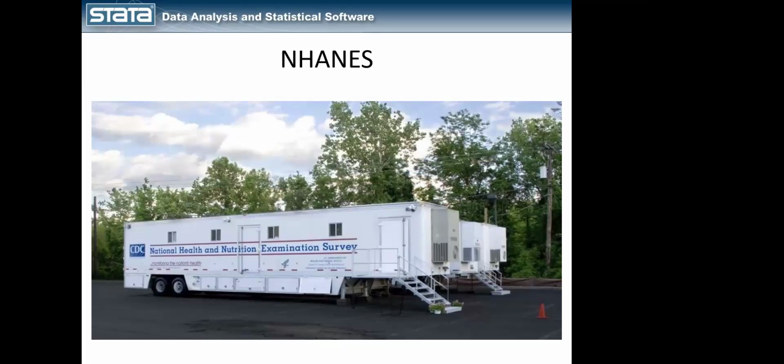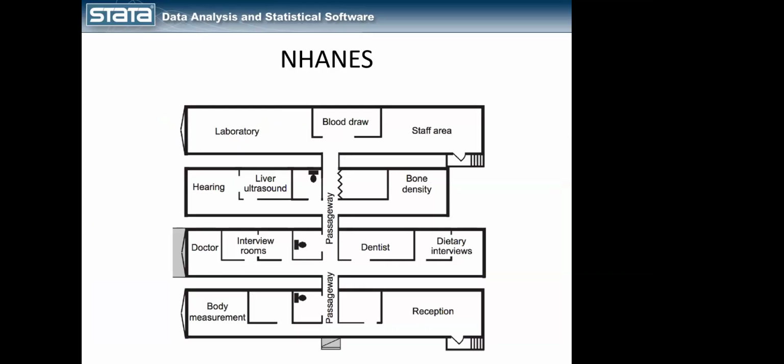The way this study is actually conducted, they have what they call mobile examination centers, or MECs for short. They're actually these tractor trailers that they haul around behind big trucks, and they park them side by side. And if you look at them from above, this is sort of a diagram of how they're put together. They connect these four trailers with walkways, and the trailers each contain different things. There's a section for doing body measurements, reception, there's dietary interviews, interview rooms, there's a dentist, bone density, liver ultrasound, hearing. There's a lab in these things. There's a place where they draw blood.